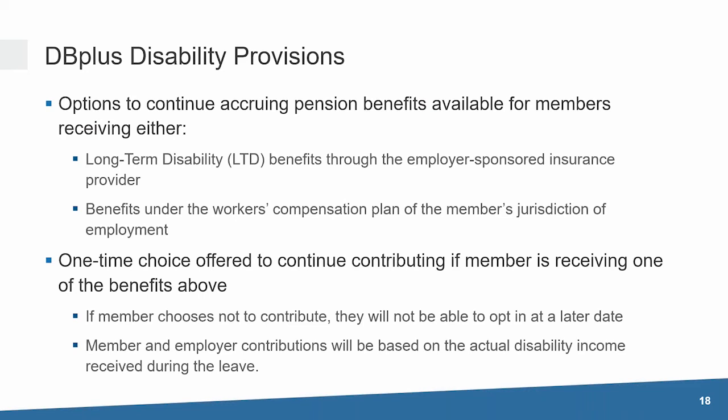When a member stops working due to a disability, injury, or illness, they may be entitled to disability benefits to ensure their pension continues to grow while they are away from work. These options are available to members if they are receiving either LTD benefits through the employer-sponsored insurance, or if they're receiving benefits under the workers' compensation plan of the member's jurisdiction of employment. For example, this would be WSIB in Ontario.